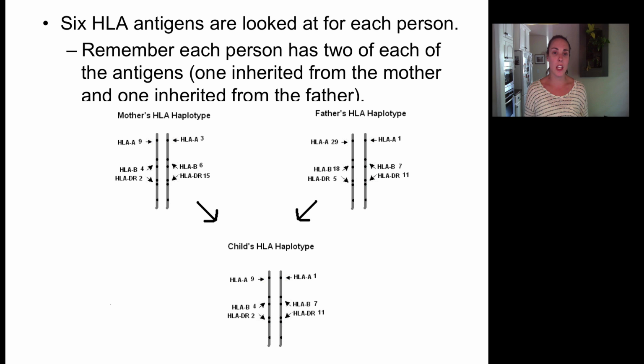So 6 HLA antigens are looked at for each person. Remember, each person has 2 of each of the antigens, one inherited from the mother and one inherited from the father. If you take a look at the mother's and father's haplotypes, the mother has A, B, and DR, with alleles 9, 4, 2, 3, 6, and 15. The father has 29, 18, 5, 1, 7, 11. Remember, the child is only getting half from dad and half from mom. So this child happened to inherit the 9, 4, and 2 from mom, and the 1, 7, and 11 from dad.